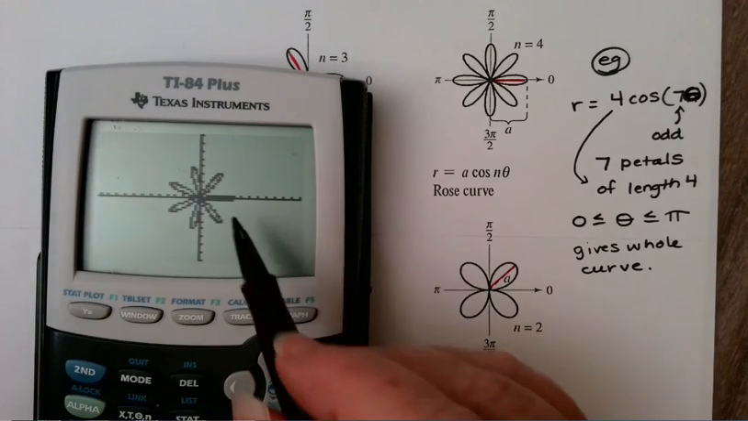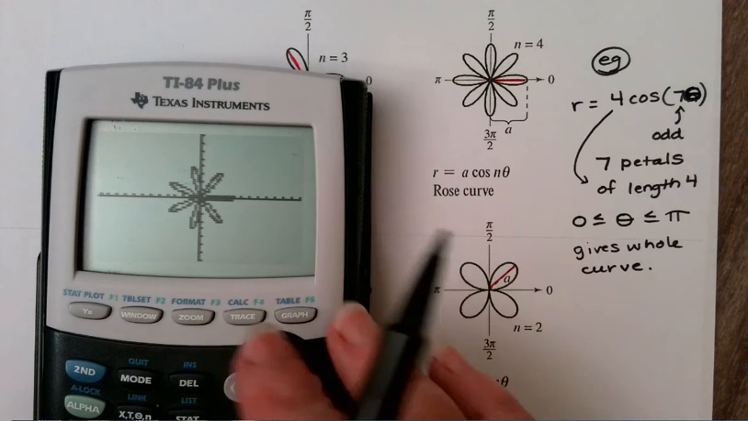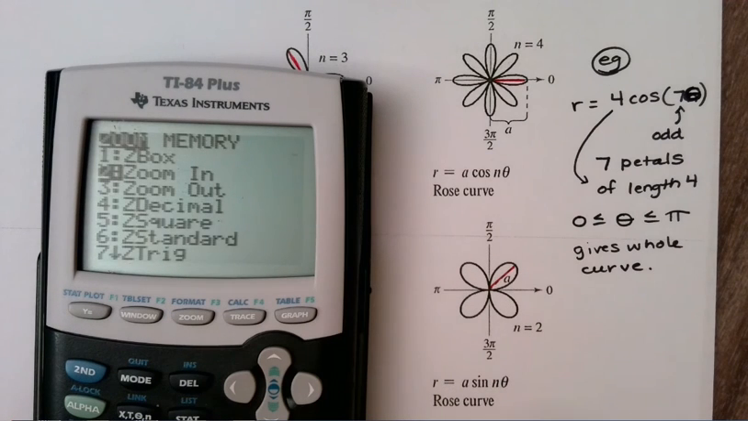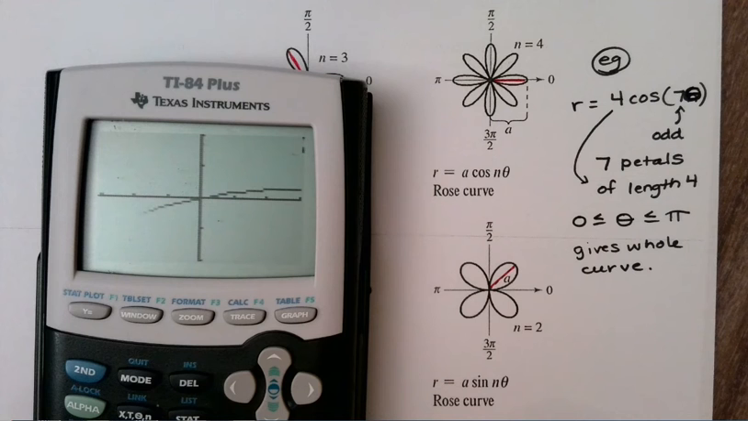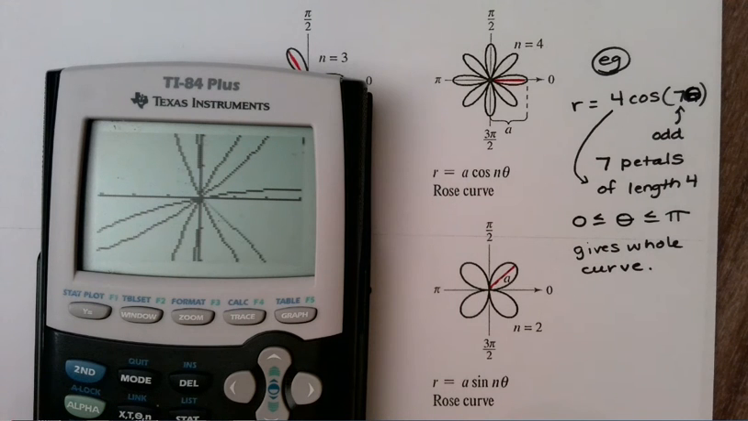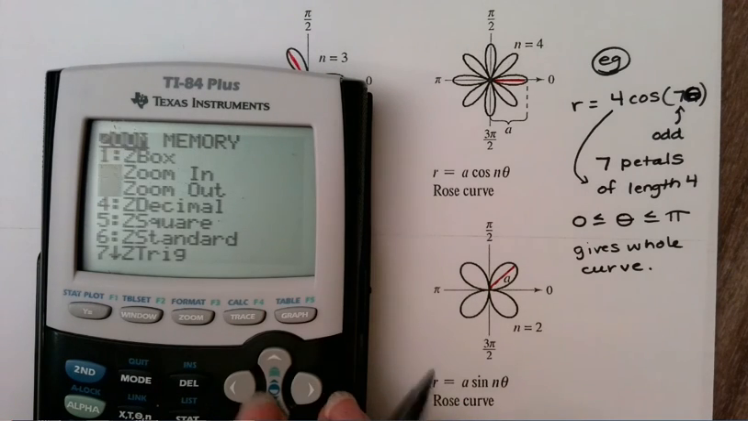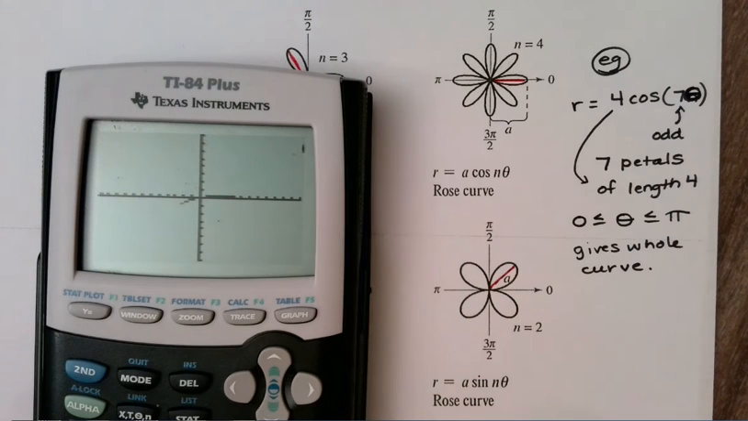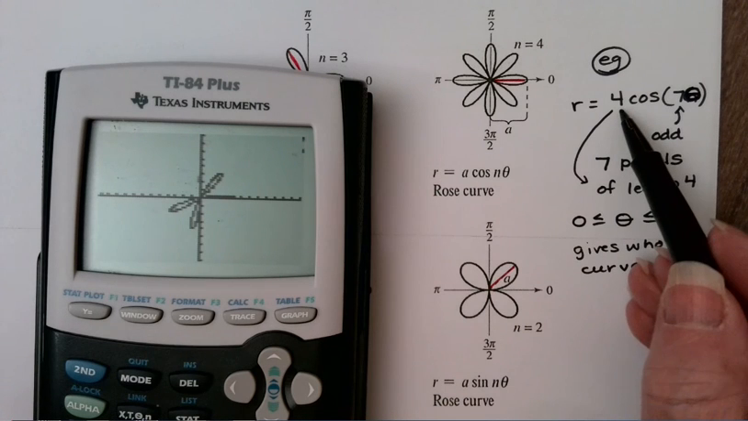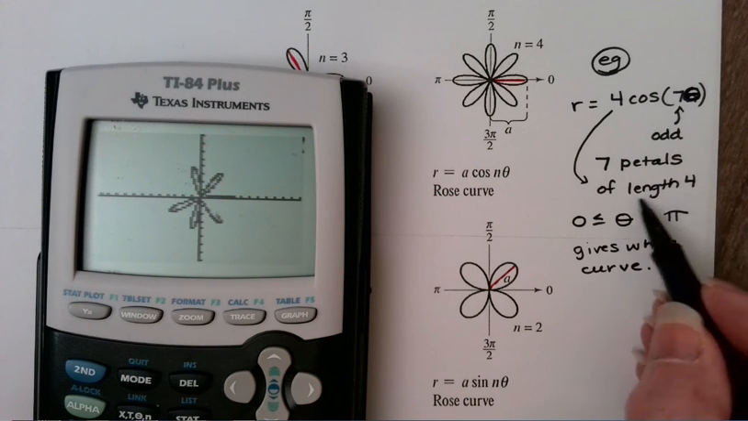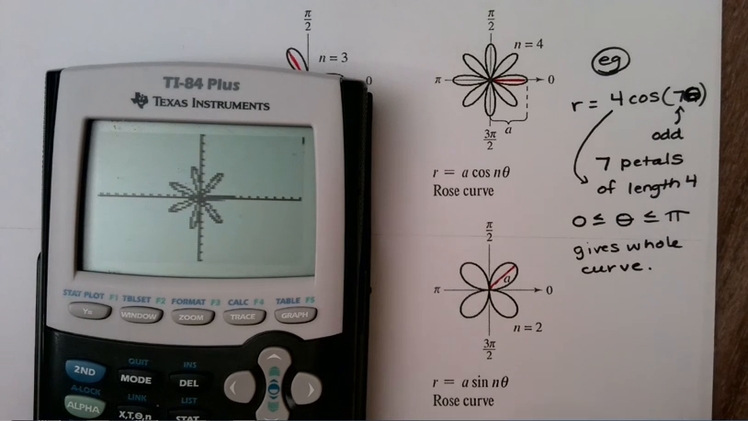The petals should have a length of 4, and they probably do. I'm just going to experiment for a second. Can I zoom in on this at all, or is it going to cut it off? Yeah, it's going to cut it off, isn't it? That's all right. I'm going to zoom back out. As we said, because of the multiplier of 4 here, these petals should have a length of 4. They probably do, although it's a little bit hard to tell for sure.